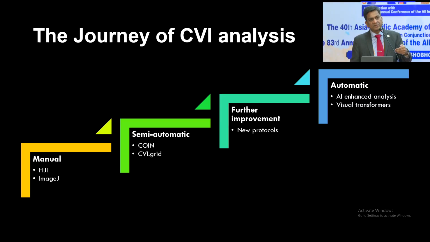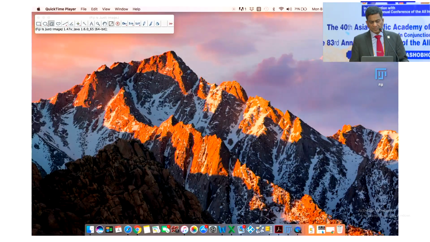Then we went on to something a little more semi-automated. Then a further improvement was the new protocols. Like in medical retina, people like to call it a protocol, so we started calling it protocol A, protocol B, protocol C, protocol D. Right now we are at the protocol D stage. This is again just to show how ImageJ used to work.